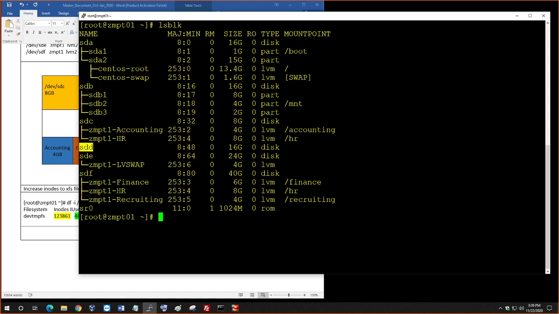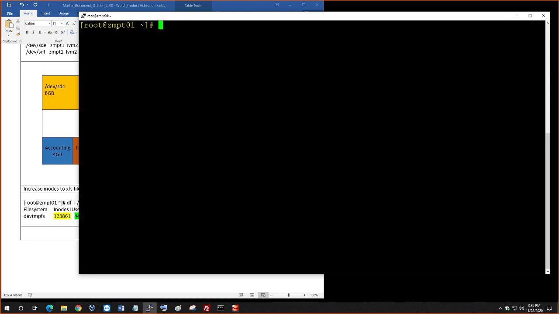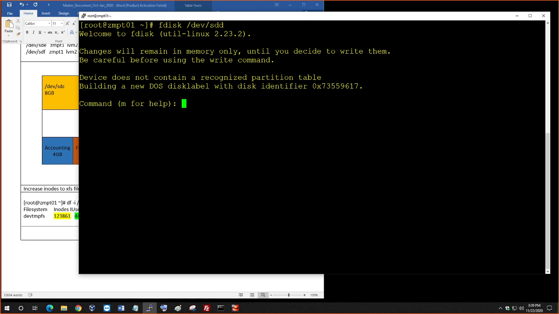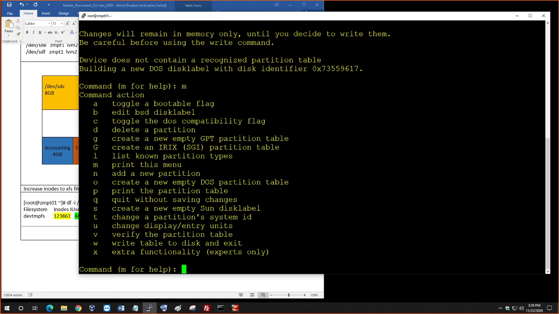Let's do this here. What I'm going to do is create only an XFS file system on this one here. That way I could demonstrate better. I'm going to clear. I'm going to say fdisk /dev/sdd. Okay, and then I'm going to hit enter. And then I'm going to say M and hit enter.